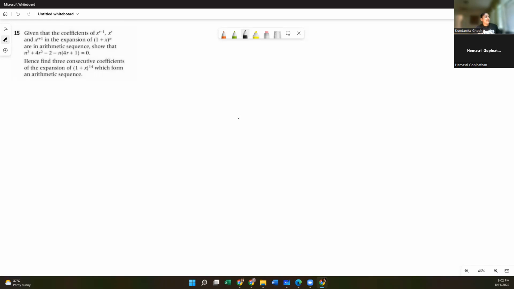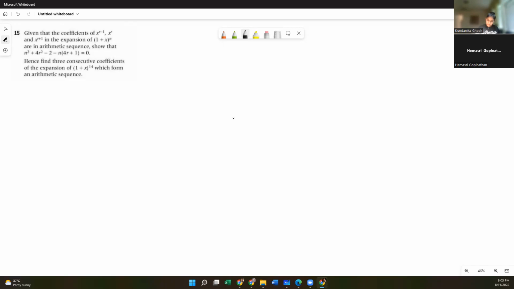Okay. Given that the coefficients of x to the power of r minus 1, x to the power of r, and x to the power of r plus 1, in the expansion of (1 plus x) to the power of n, are in an arithmetic sequence, show that n squared plus (4r squared minus 2) minus n(4r plus 1) equals 0. So, give me 1 second. I keep my paper out now so I can look at it, so I can make sure I'm showing you the right stuff, because I don't want to teach you the wrong thing.